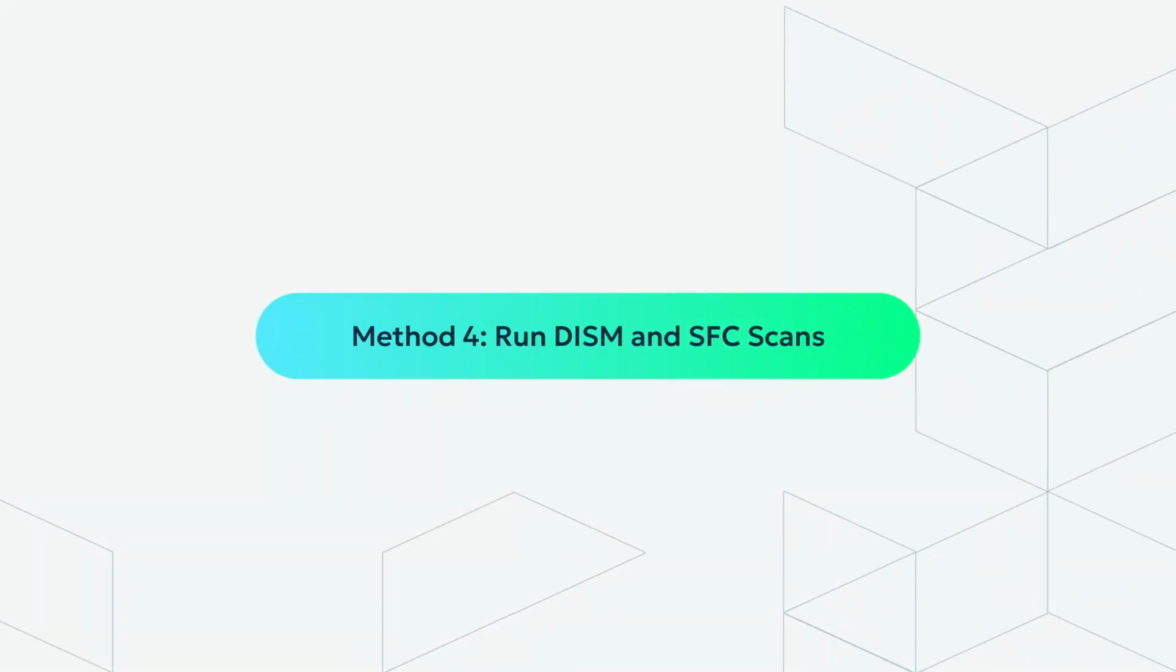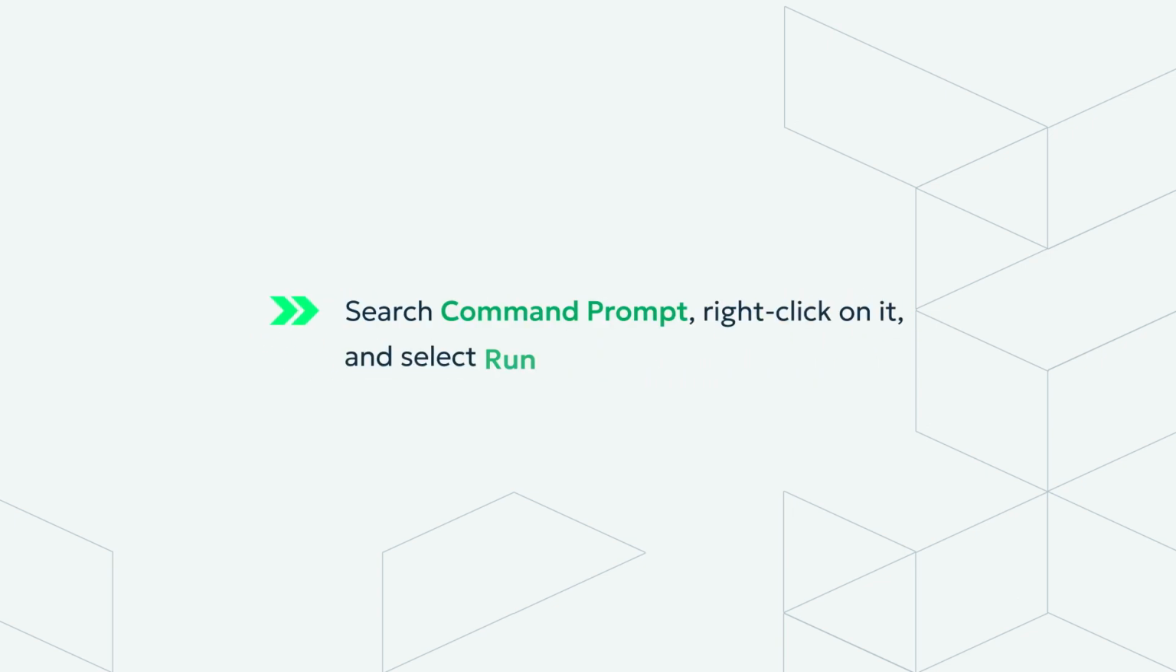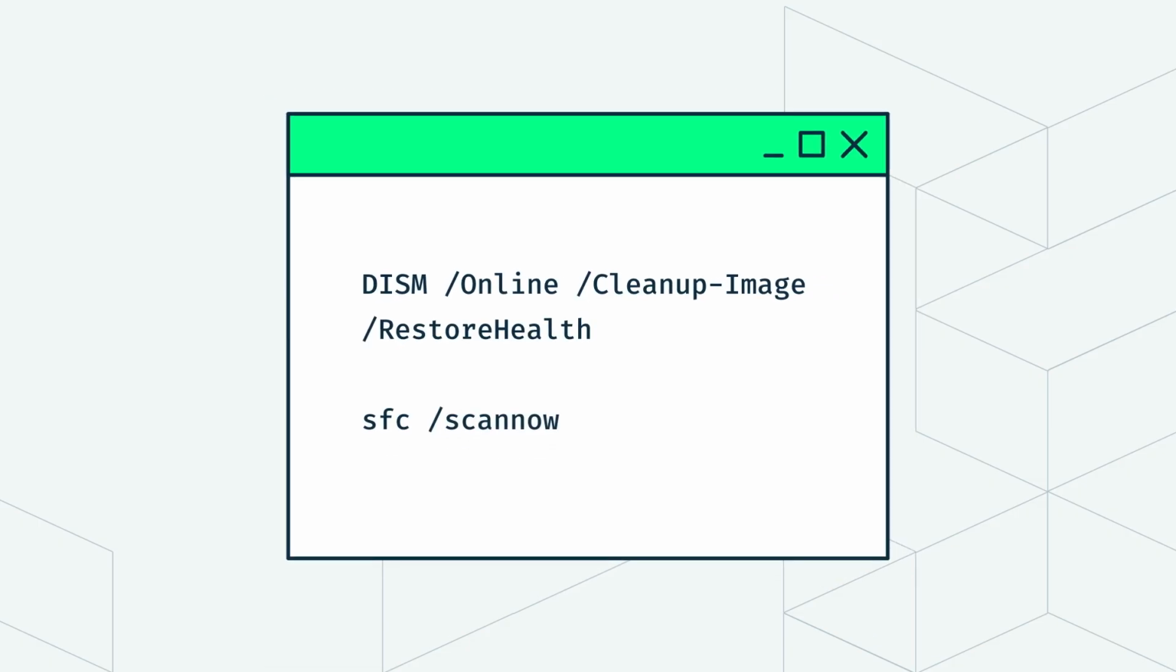Run DISM and SFC scans. If the error persists, run DISM and SFC commands from an elevated command prompt window. These tools repair corrupted system images and restore missing files. Search Command Prompt, right-click on it, and select Run as Administrator. Copy and paste the following commands into the command prompt.